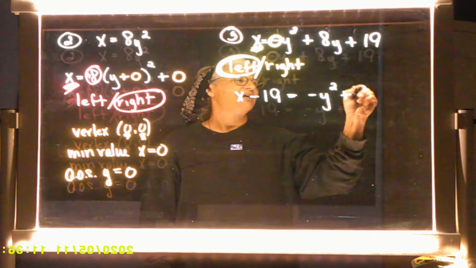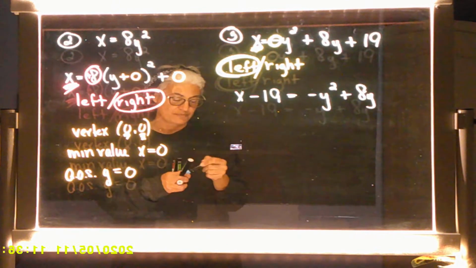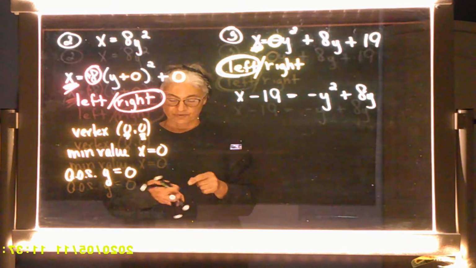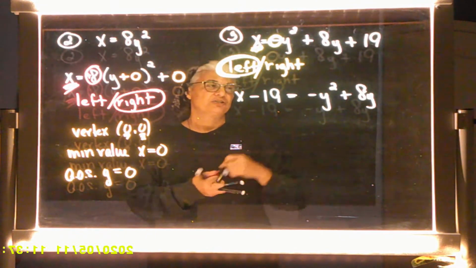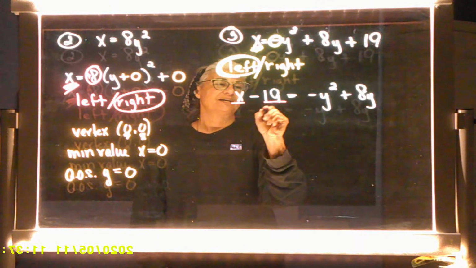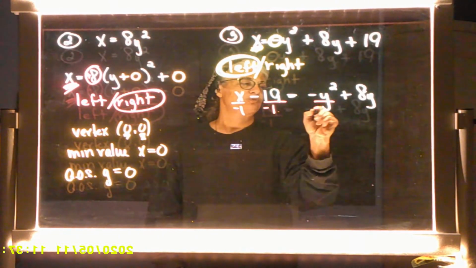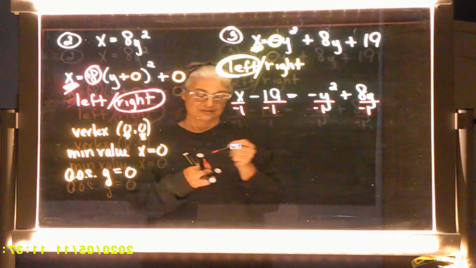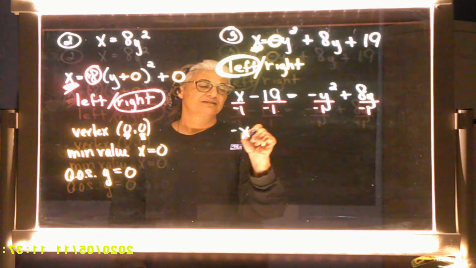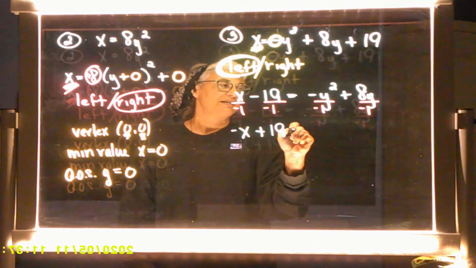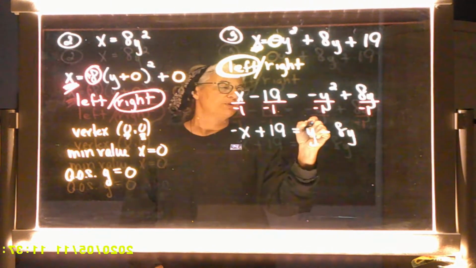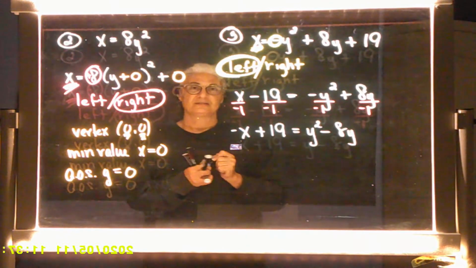And besides not having that third number, we're not allowed to have this negative in the front. So how do I get rid of that negative? Good. And by the way, that is a -1, isn't it? So I'm going to divide everything by a -1, which leaves me a -x plus 19 equaling y minus 8y. Pardon me, y squared minus 8y.